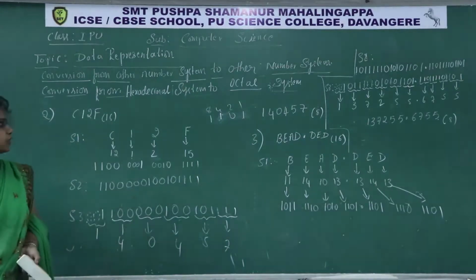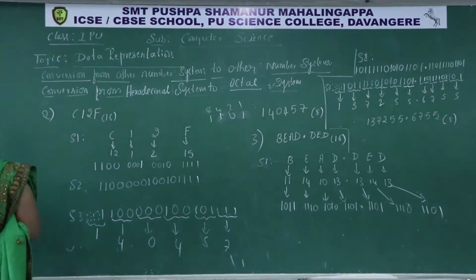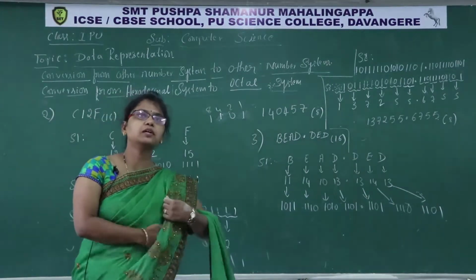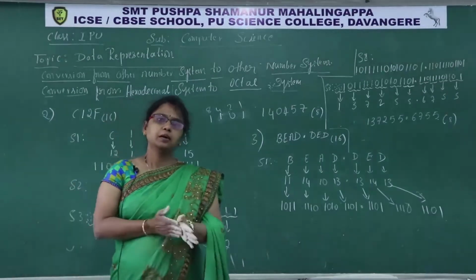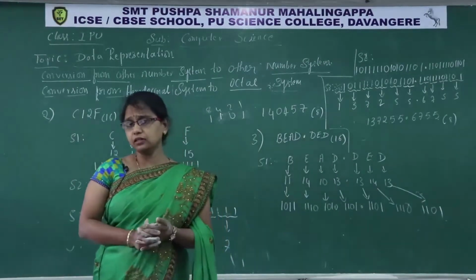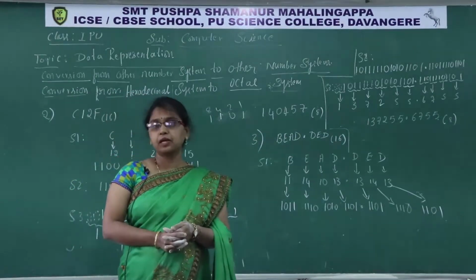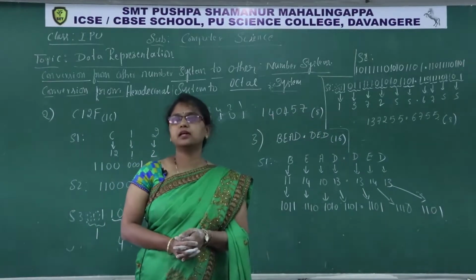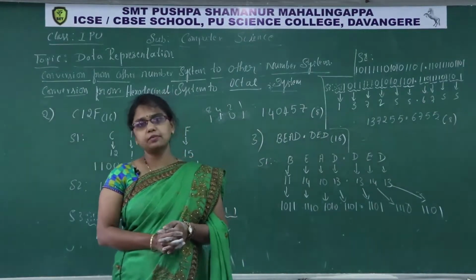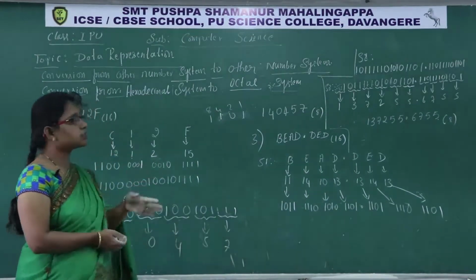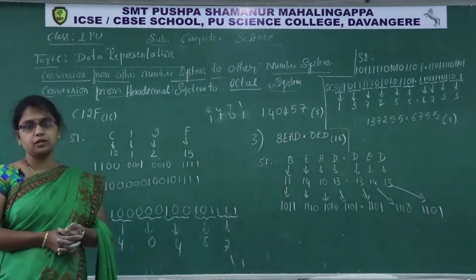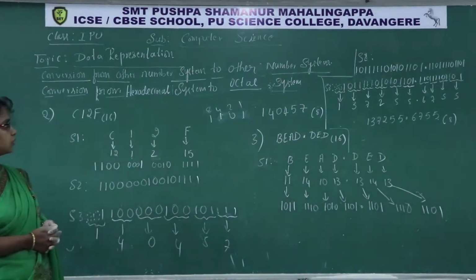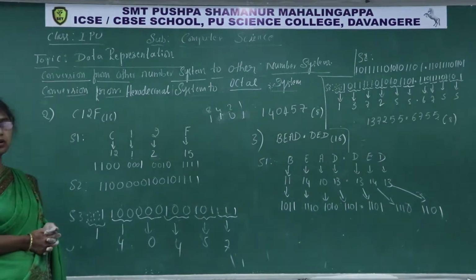So I hope you understood how to convert other number system to other number system. We started from binary to octal and octal to binary. After that, binary to hexadecimal, hexadecimal to binary, then octal to hexadecimal. Now the last method is hexadecimal to octal number system. So these are the conversions. Now I hope you understood all these conversions.